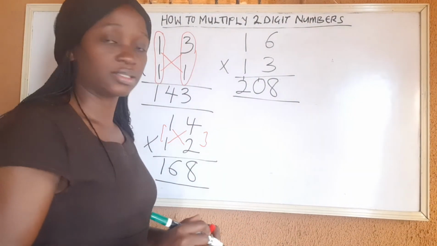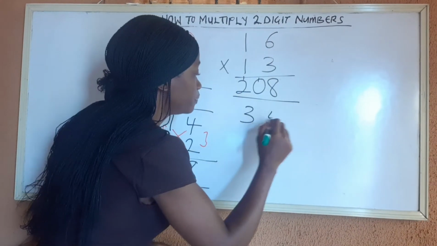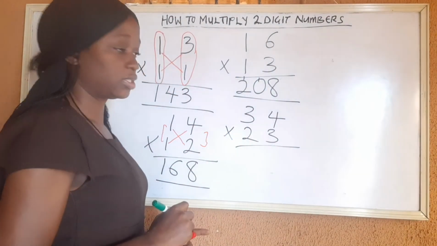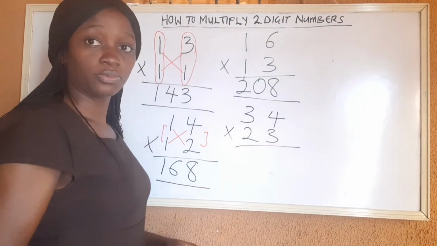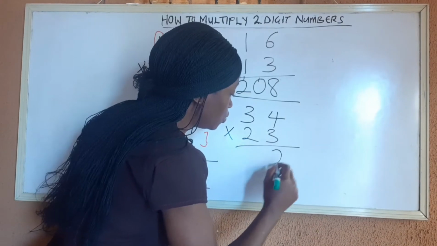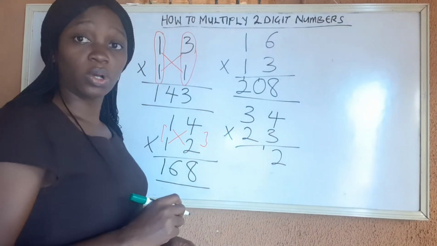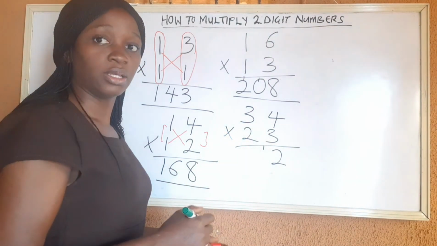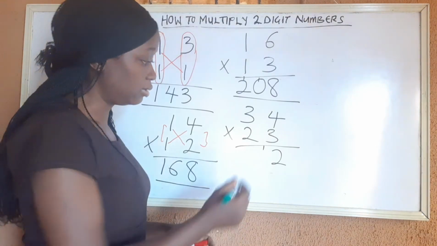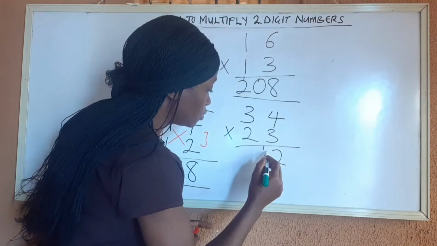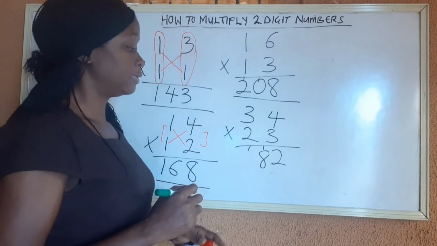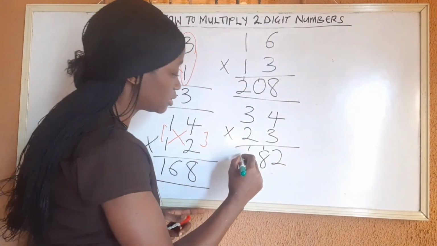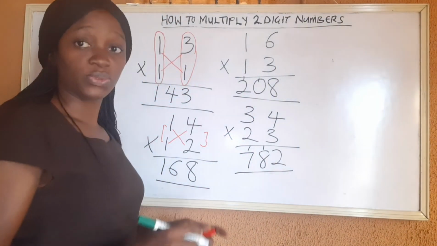Now let's take a last example. So let's say we have 34 times 23. Now 3 times 4 gives us 12. And so we write 2, we keep the 1 up here. Then we do our cross multiplication. 2 times 4 is 8, 3 times 3 is 9. 9 plus 8 gives us 17, plus 1, that gives us 18. So we write 8, and then we bring 1 up here. And then 3 times 2 gives us 6, plus this 1 that we have up here, that gives us 7. And that's the final answer to that question.